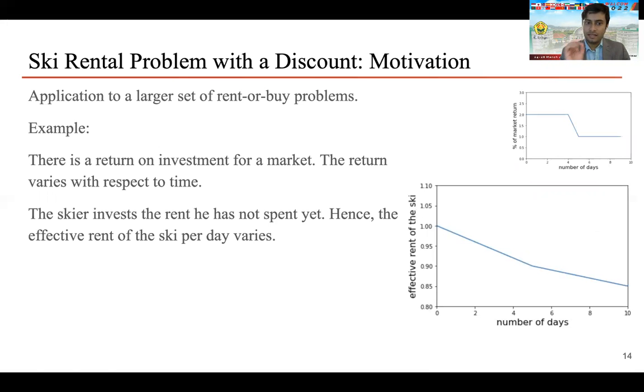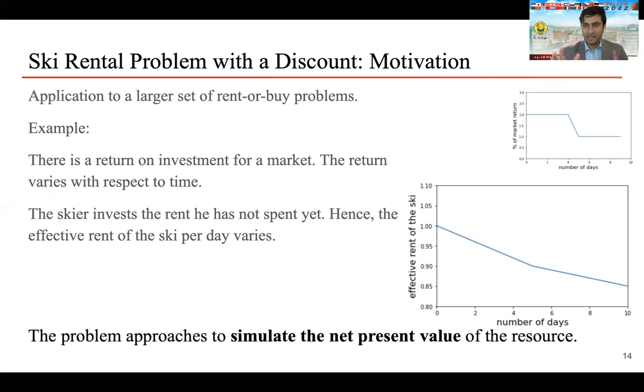The skier invests the rent that he has not spent yet. Hence, as he invests those in the market, he gets some return. And that means the effective rent, which is the rent he pays minus the return he gets, varies; it is not constant anymore. The way it varies is exactly shown in this plot for this case. It keeps on reducing from the original rent, which he actually pays, which is 1 unit price.